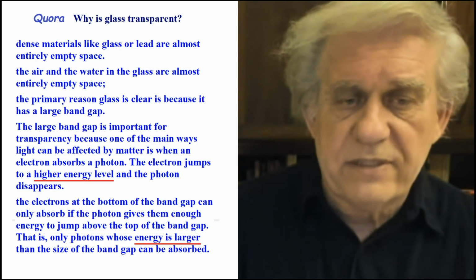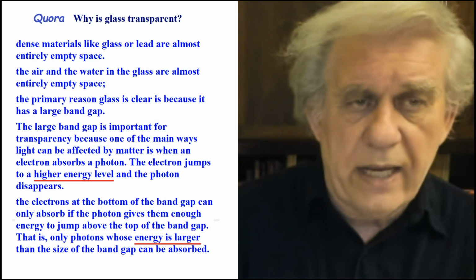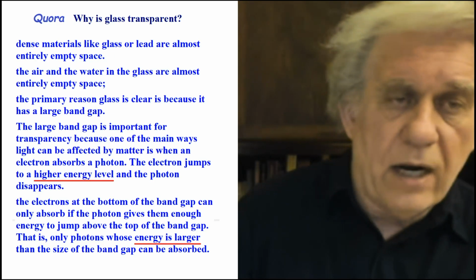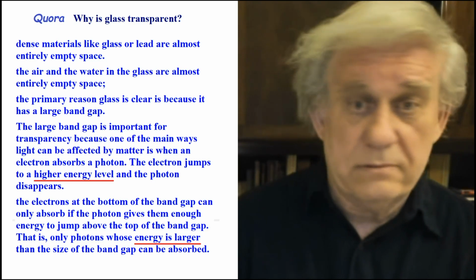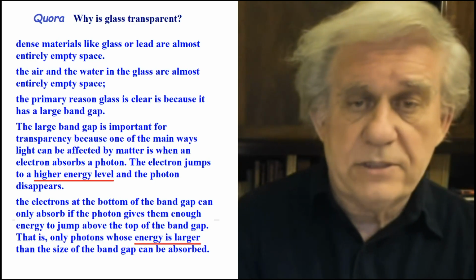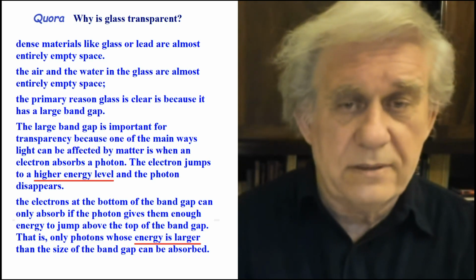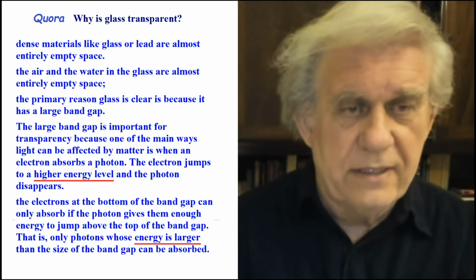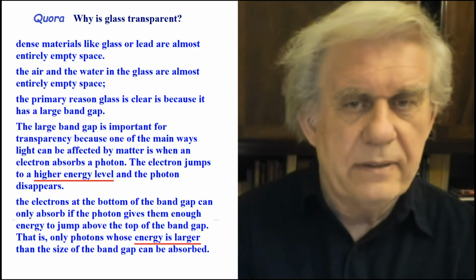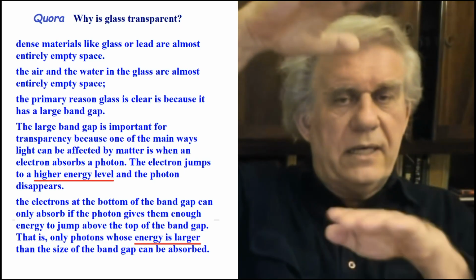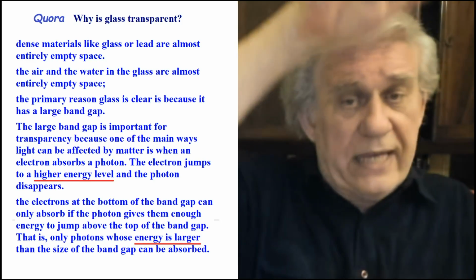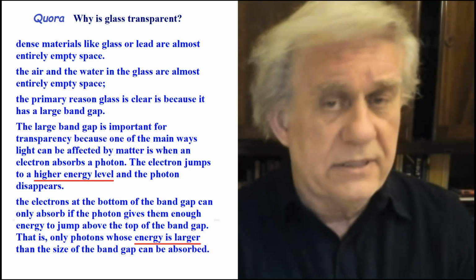Just in case, I want to make sure that this is the party line. It's everywhere. Here you have the same thing from Quora, and a fellow says, why is glass transparent? Dense materials like glass or lead are almost entirely empty space. Great, so everything should be transparent, right? The air and water in the glass are almost entirely empty space. Good, so light should just go through, right? The little photon, the little wave or whatever. The primary reason glass is clear is because it has a large band gap. So we have a difference in energy levels, right? And here's the electron at the lower energy level, and there's a big gap for it to jump to the next energy level. This is the idea.